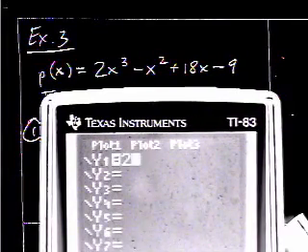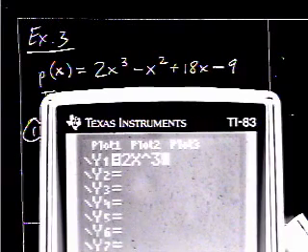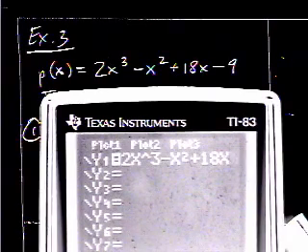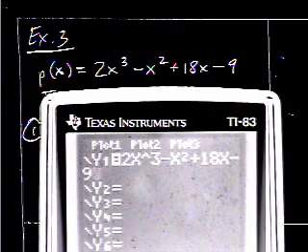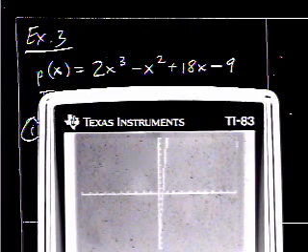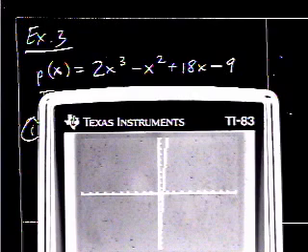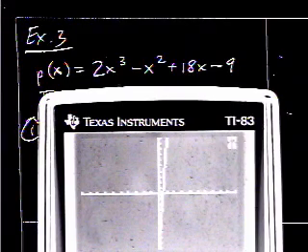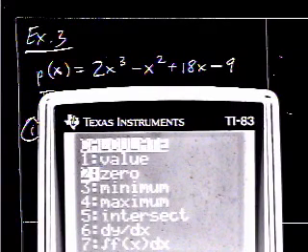So let's see here, 2x to the third minus x squared plus 18x minus 9. Okay, so I've got that first one done. Let me find a good window for it. Zoom 6. Okay, obviously I don't have a good looking picture of this thing, but I do see that it crosses the x-axis one time. So I'm going to go ahead and calculate the zero here.